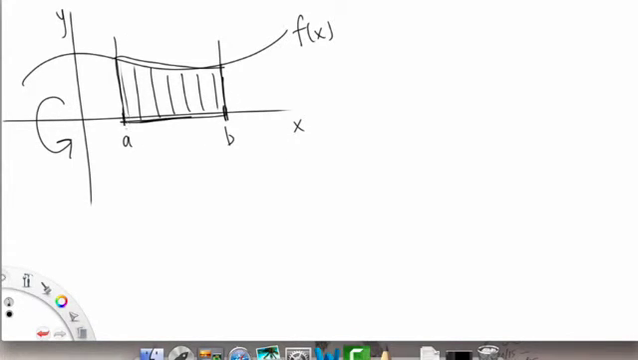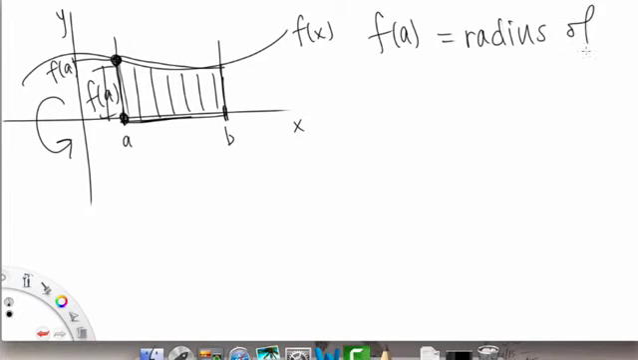So what that means is that at each point, let's say we're at point A here, if we go up and touch our graph, now we're at f of A, right? That's the value. So this is f of A, that's our height, which is actually going to be the radius of our circle. So f of A equals the radius of the circle at x equals A. When we do that, we get a circle that looks something like this. And this is only for the point A.